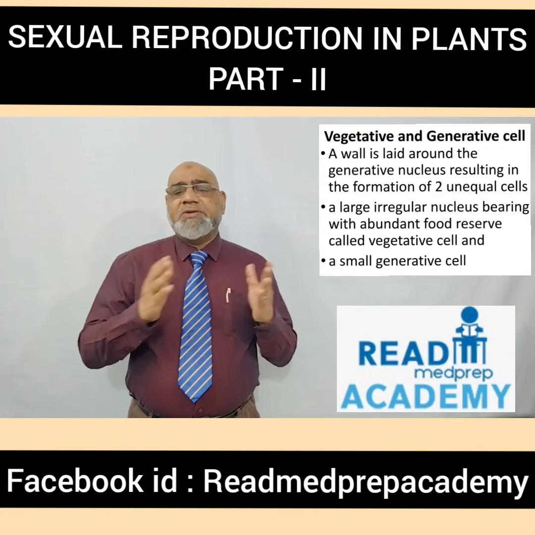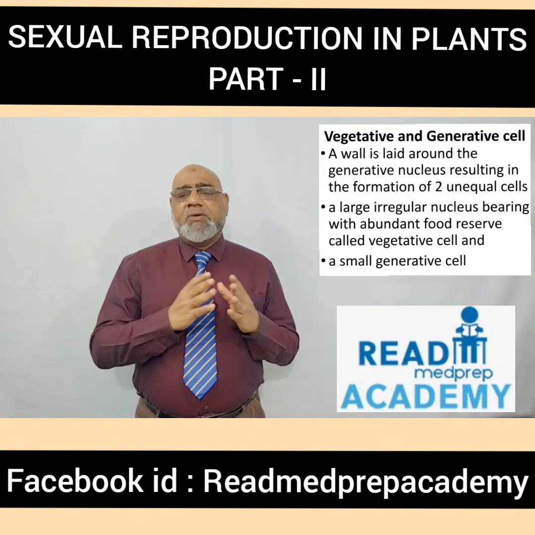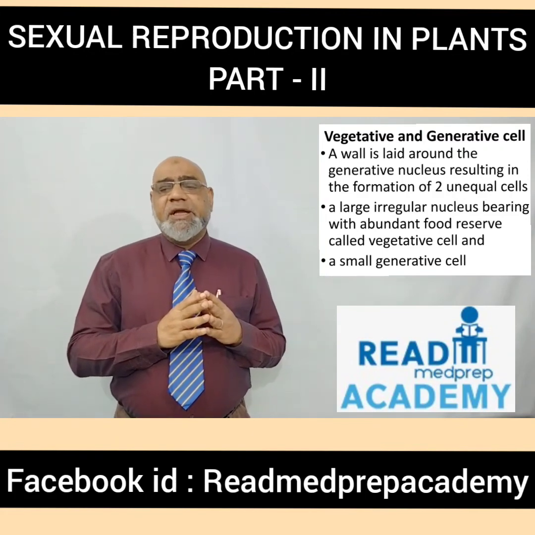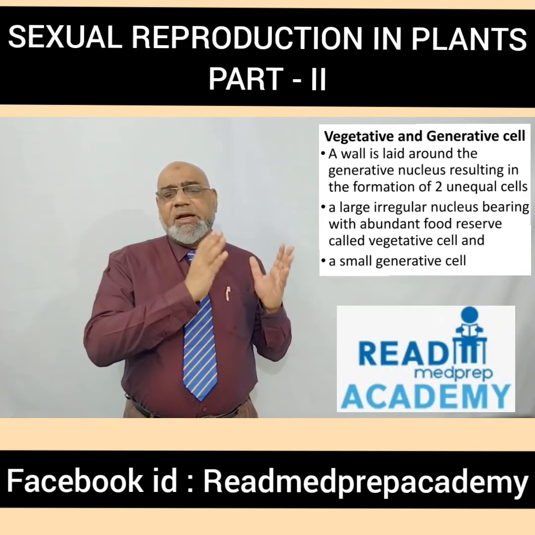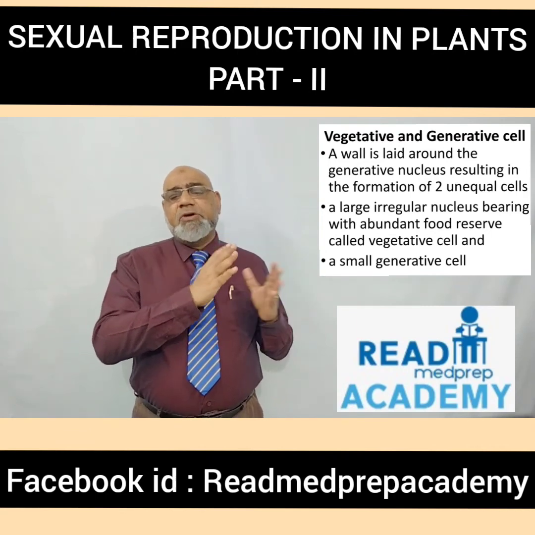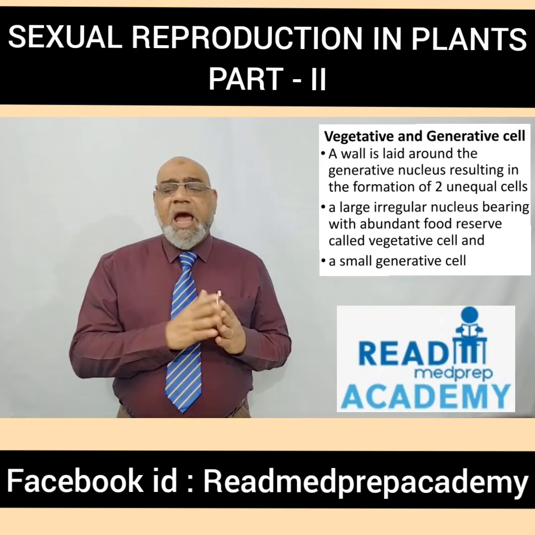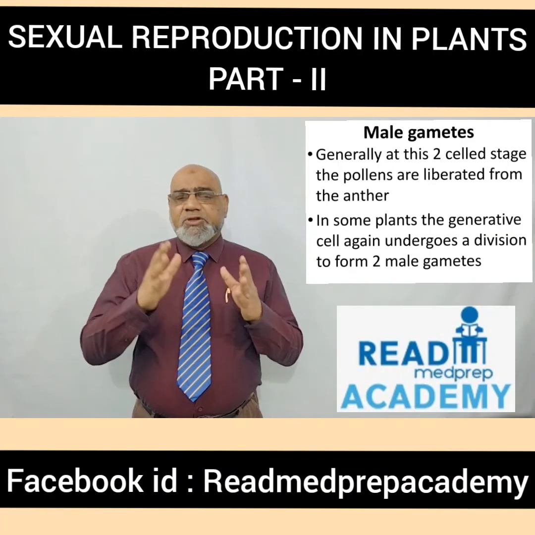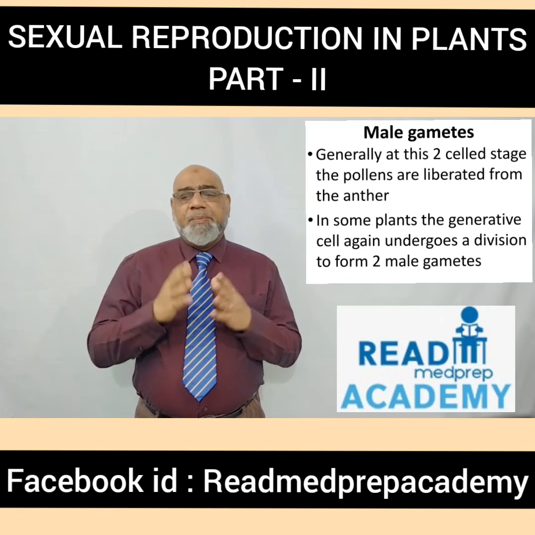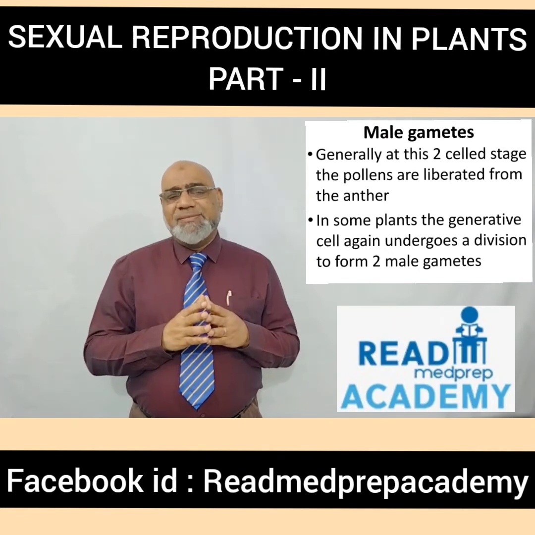And after the division of the nucleus, a wall is laid around the generative nucleus, resulting in the formation of two unequal cells: a large irregular nucleus bearing cell with abundant food reserve called the vegetative cell, and a small generative cell. Here you can see the vegetative cell and the generative cell in the microspore. Generally, at this two-cell stage, the pollens are liberated from the anther.